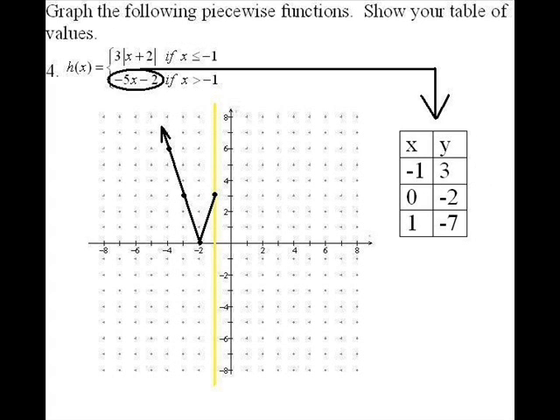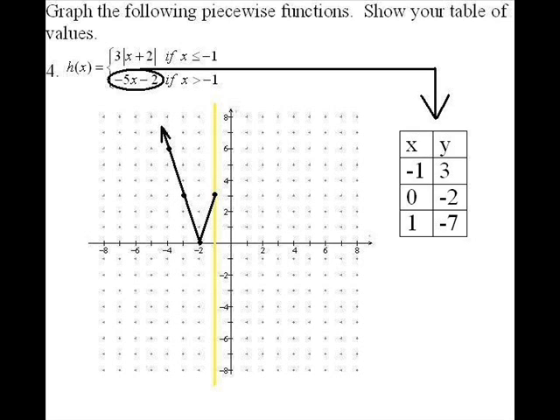Again, I start with the boundary number -1 and plug that in for x, and we can see the output's 3. Now I want to pick x values for this part of the function that are bigger than -1, so I'll plug in 0 and the output's -2. Just to be sure, I'll plug in one more, which is 1, and if I plug that in, it comes out -7.